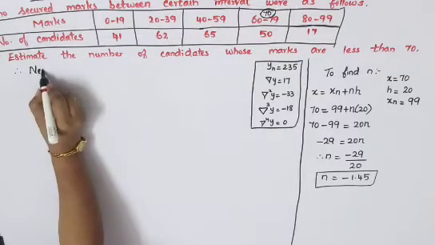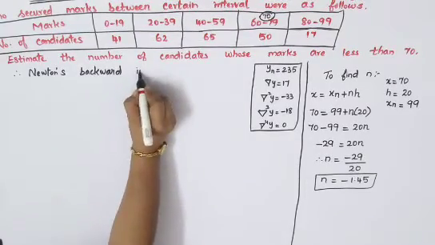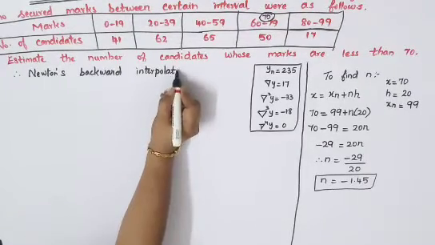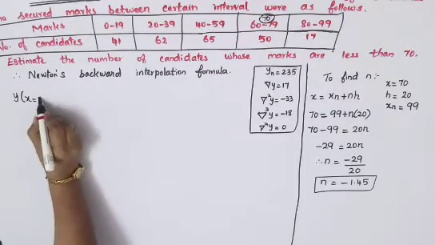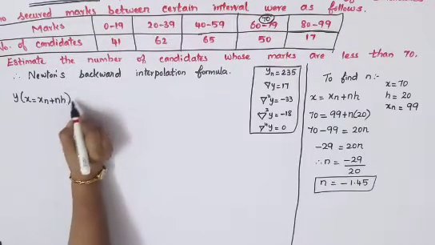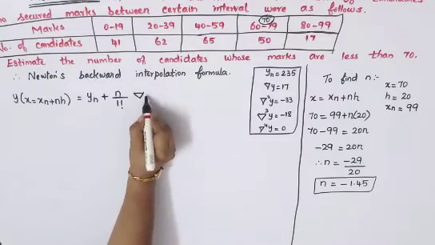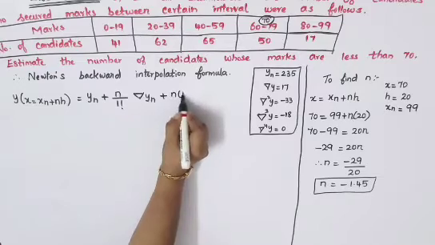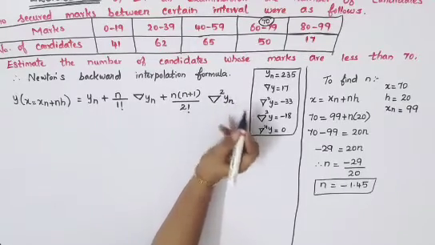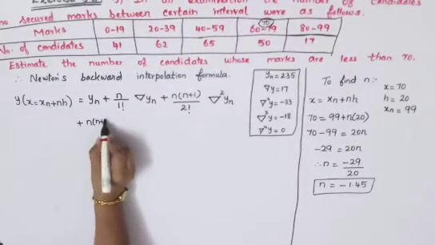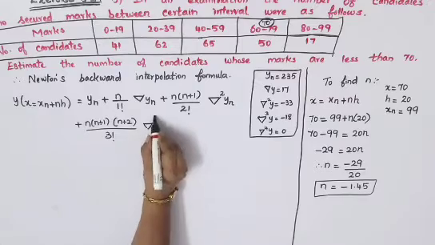Therefore, Newton's backward interpolation formula: y of x is equal to xn plus nh is equal to yn plus n divided by 1 factorial into nabla yn plus n into n plus 1 divided by 2 factorial into nabla square yn plus n into n plus 1 into n plus 2 divided by 3 factorial into nabla cube yn.